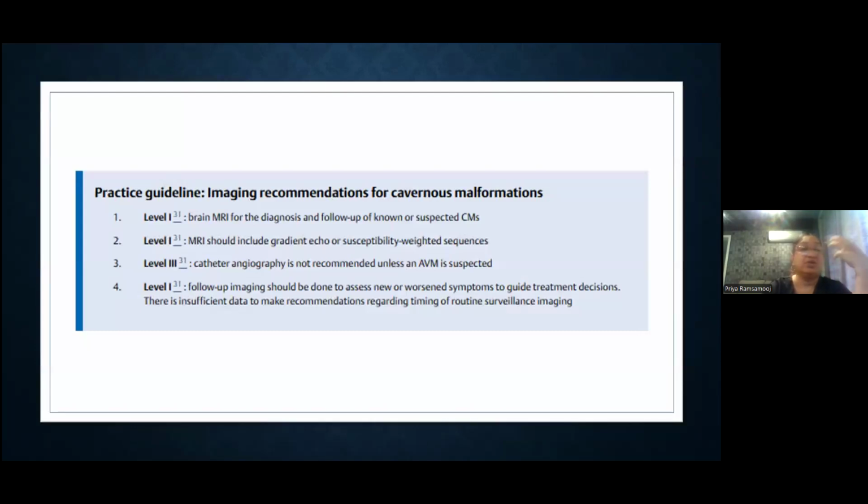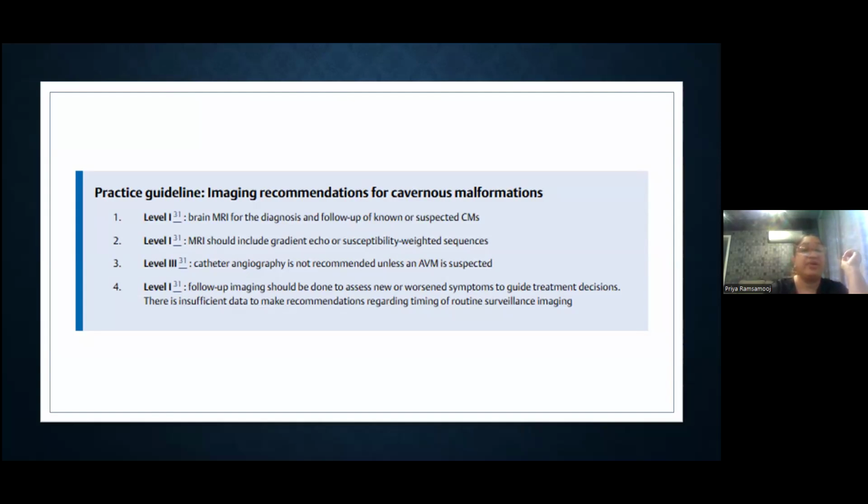So just to bring us all up to speed, the practice guideline in terms of imaging recommendations for cavernous malformations: there's level 1 evidence to suggest brain MRI for the diagnosis and follow-up of known or suspected cavernous malformations. And the MRI should include gradient echo and susceptibility weighted image sequences. And again, this is level 1, anybody that has new or worsened symptoms, you need to get repeat imaging in order to guide treatment decisions. Because as of right now, there are no true recommendations regarding timing of routine surveillance imaging.